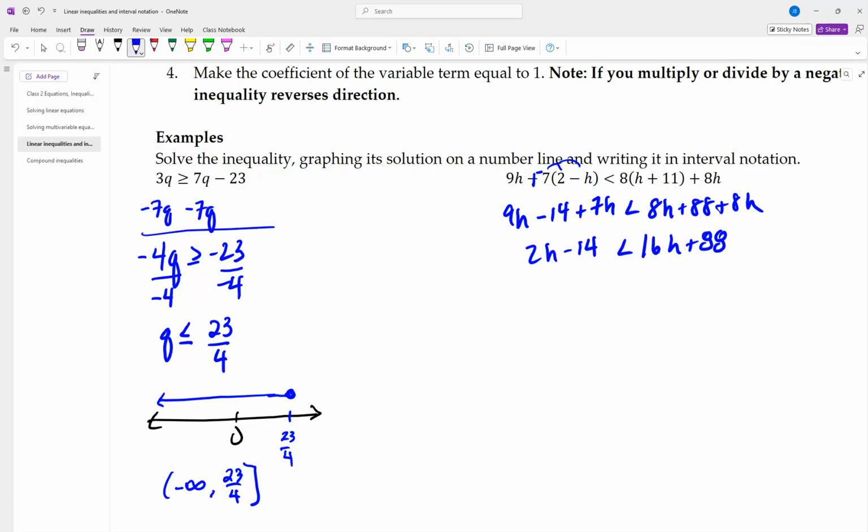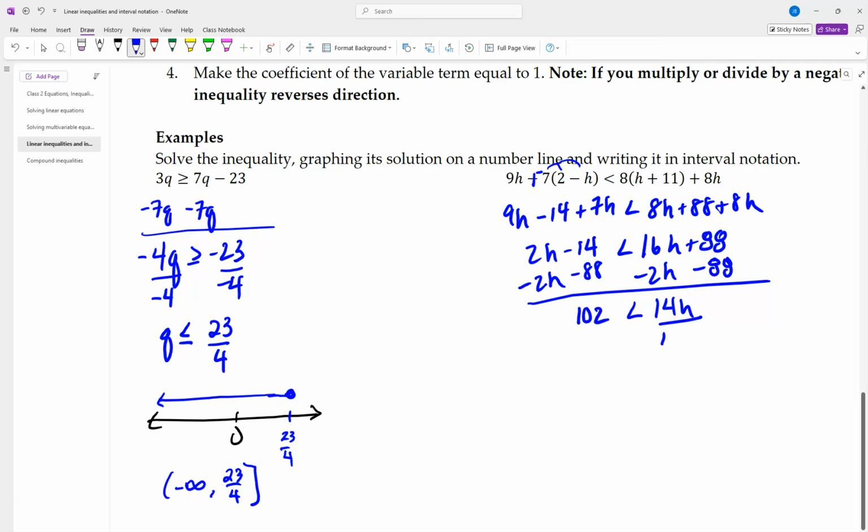And what I'm going to do is a little unorthodox. I'm going to subtract 2h from each side, and also I'm going to subtract 88. So what I'm doing is putting all the constants on the left, all the variables on the right. So I'd have 14h on the right hand side, and on the left would be 102. And so then divide by 14 to both sides. That does not divide nicely, but they both have a 2 in it, so I'm going to write that as 51 over 7 is less than h.